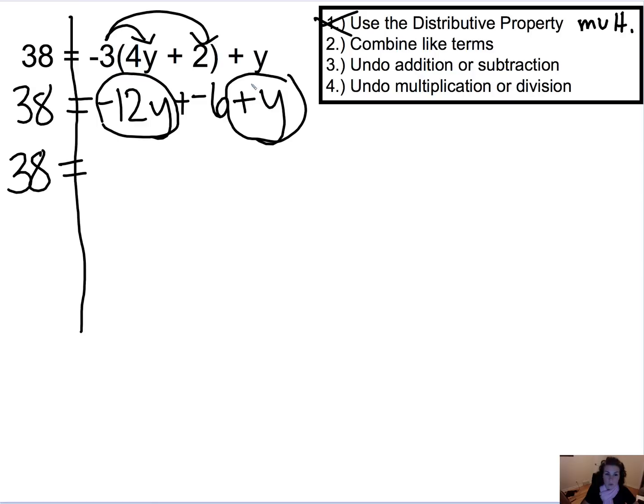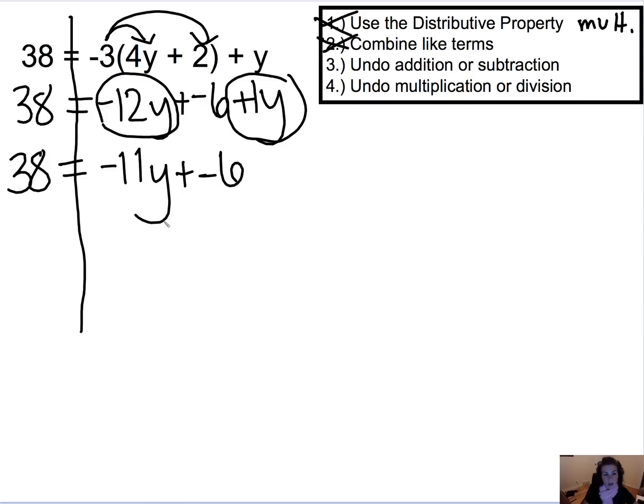And remember, when it's just y, it's really 1y. So negative 12 plus 1 is negative 11, and I put the y with it. Now the plus negative 6 is the only number on the right-hand side, so I just bring it down because there's nothing to combine with it. Okay, we're done with step 2, so we go on to step 3.